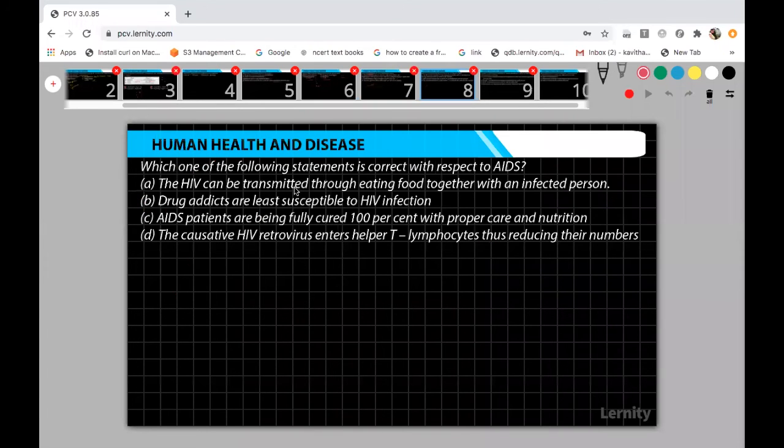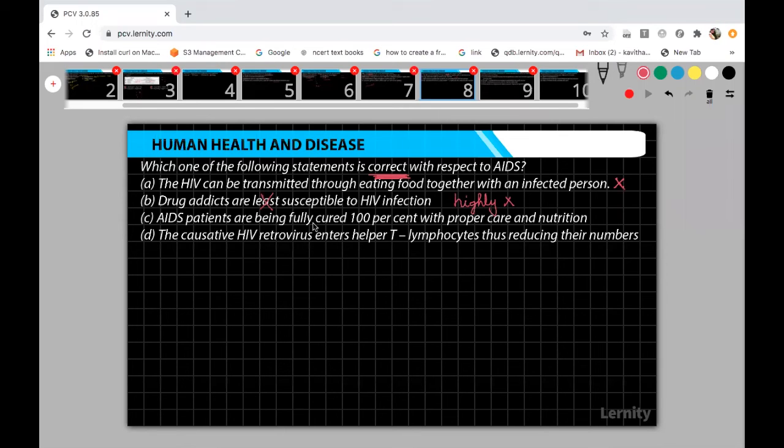Then the 8th question: which one of the following statements is correct with respect to AIDS? The first one: HIV can be transmitted through eating food together with an infected person? No, not at all. The drug addicts are least susceptible to HIV infection. They are not least susceptible, they are highly susceptible. So this is also wrong.